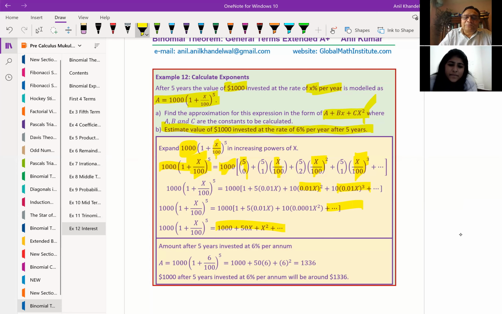As you can see, 1,000 plus 50x plus x squared is your simple polynomial, which is equivalent to 1,000 times (1 plus x over 100) to the power of 5. Do you see how simple it is? Now, you have to write afterwards that A equals 1,000, B equals 50. Now we know what A, B, C is. We can write A is equal to 1,000, B is equal to 50, and C is equal to 1 in this particular case. If you leave it like that and don't write A equals 1,000 and so on, would you lose a mark? Definitely. You lose a lot of marks, because you're supposed to find that only.